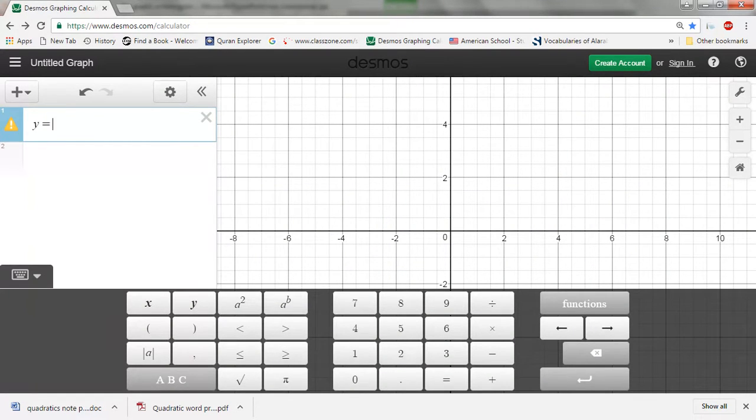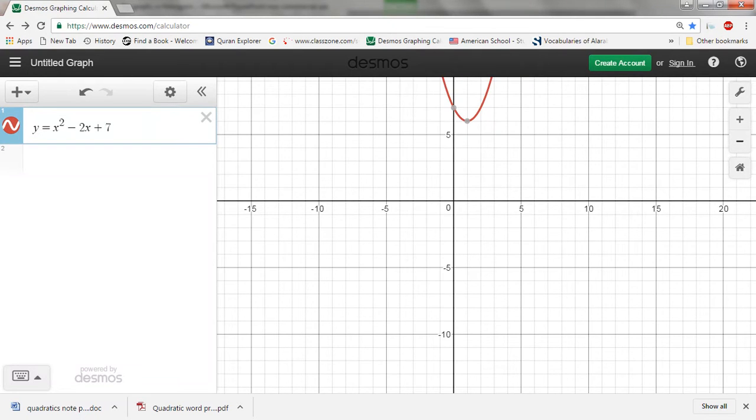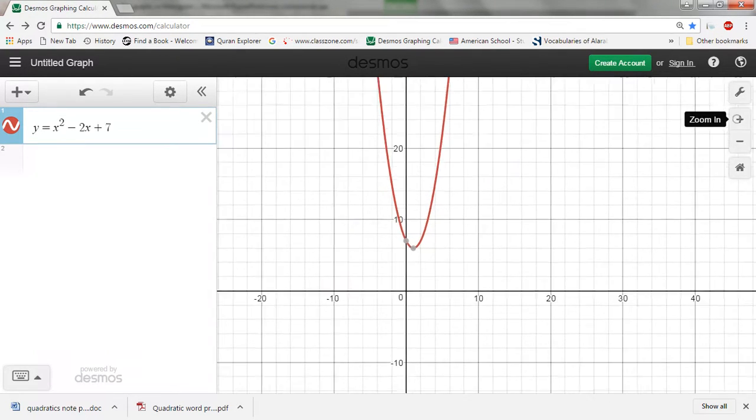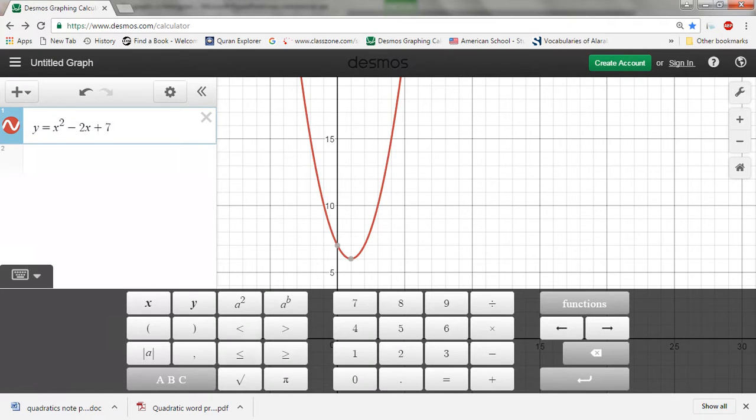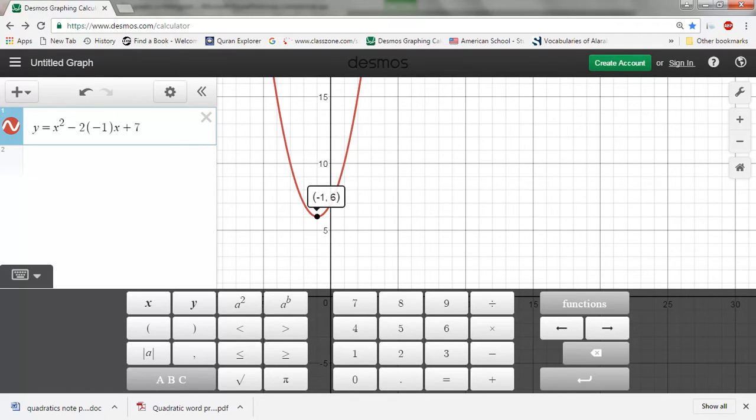y equals x squared minus 2x plus 7. Okay, in this case, b is 1. When b is 1, the minimum value is 6. Now when b is negative 1, if I put a negative 1 there, the minimum value is also 6.